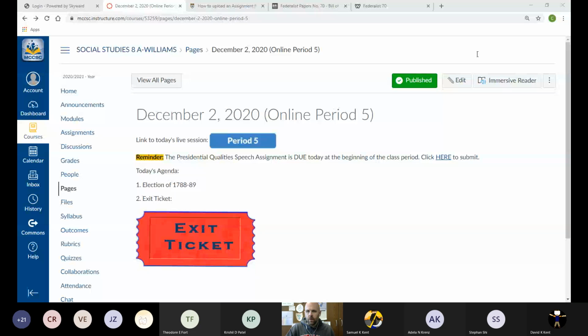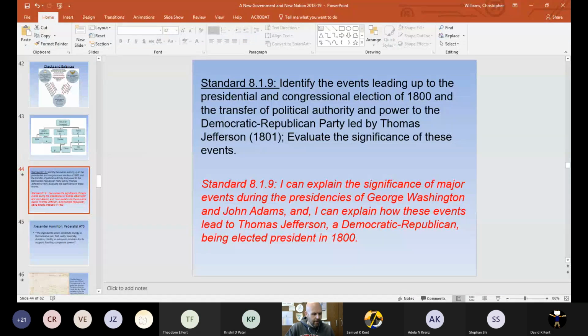So if there's no other questions with that, we are going to be transitioning to talking about a standard that we cover in terms of the actual presidencies. We don't go through the list verbatim, every single president. It would be nice to do that. I mean, some of you may disagree, but it would be nice, but we're not going to be able to.